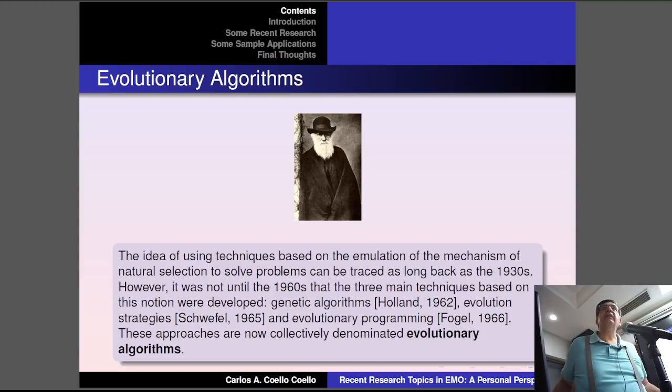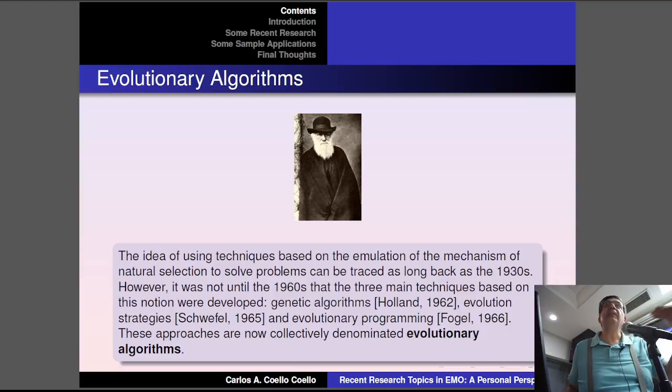So these algorithms were developed mainly in the 1960s. The three main families of algorithms: genetic algorithms, proposed by John Holland in 1962 in the US, University of Michigan. Evolution strategies, introduced by Ingo Rechenberg also in the 60s in Germany, and then further developed by Hans-Paul Schwefel in the mid-60s. And evolutionary programming, proposed originally by Lawrence Fogel, also in the US, in San Diego, in the mid-60s.